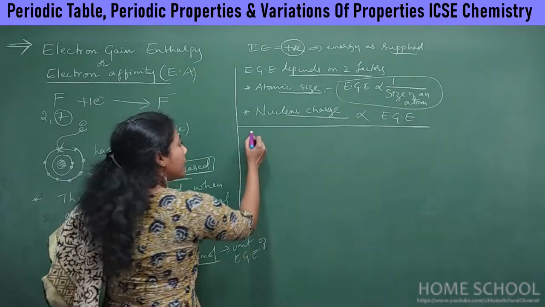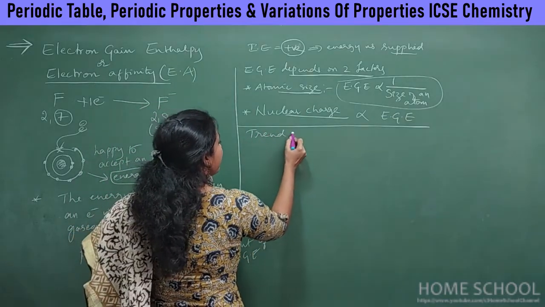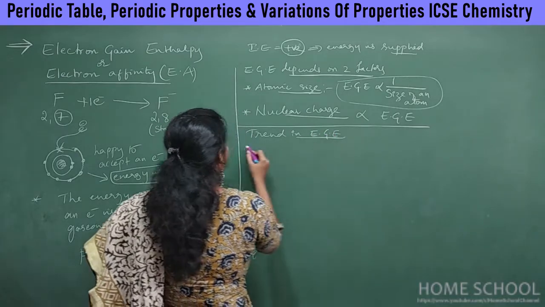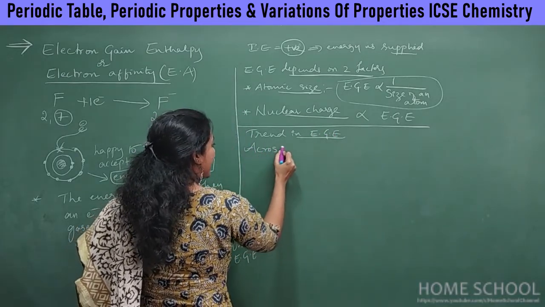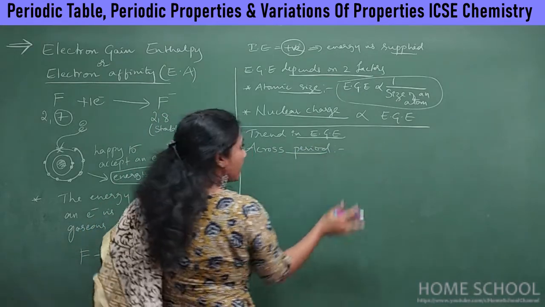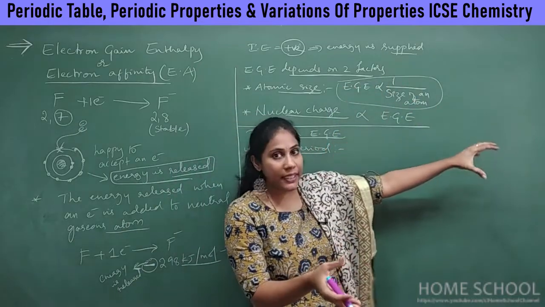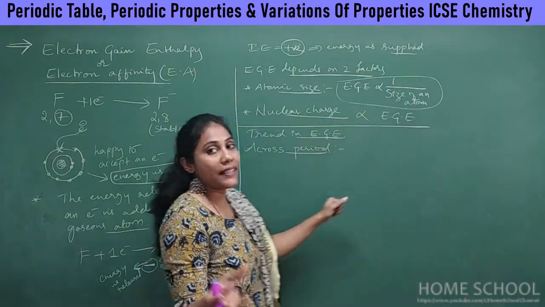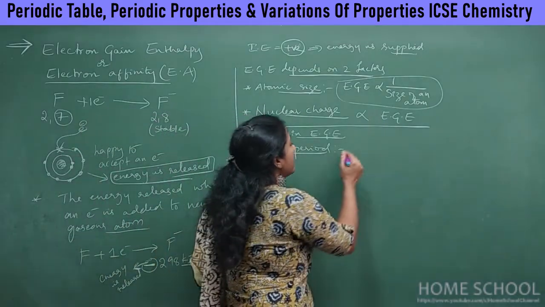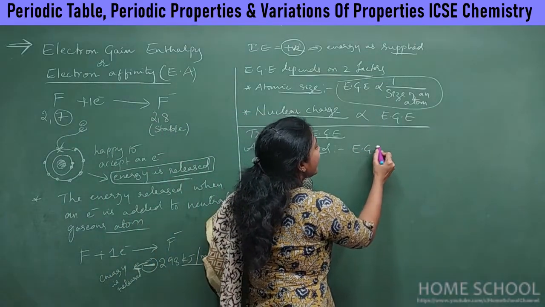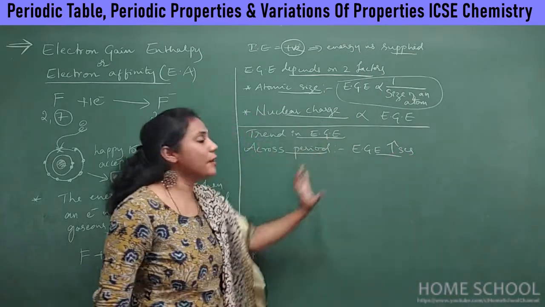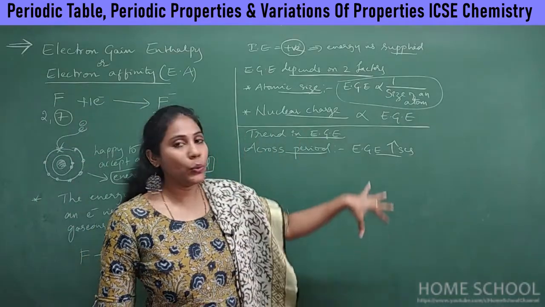And now let me talk about the trend in electron gain enthalpy. When you go across the period, in the sense when you go from left to right, the size of an atom decreases. The smaller the size of an atom, the more is electron gain enthalpy, isn't it? So definitely electron gain enthalpy increases when you go across a period, that is from left to right.